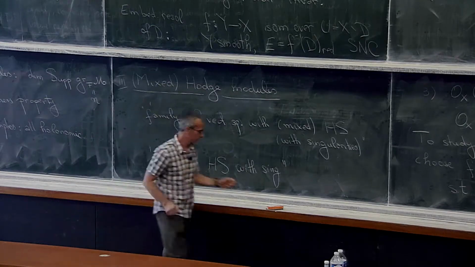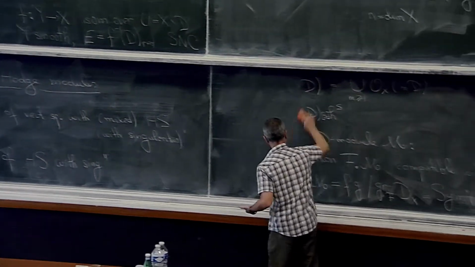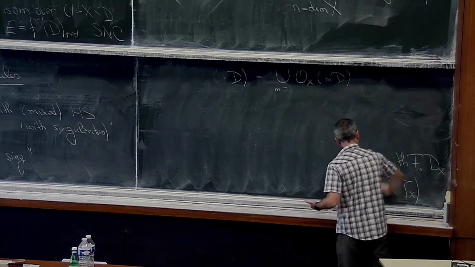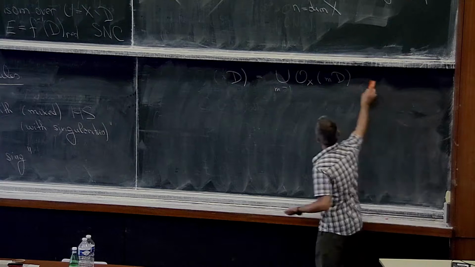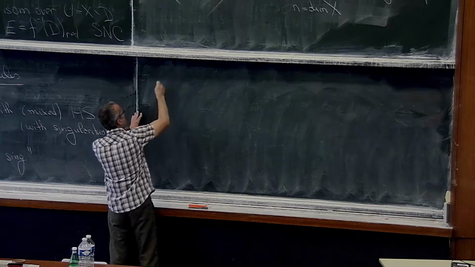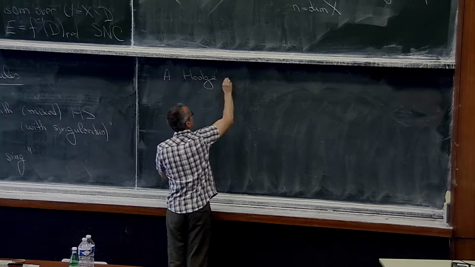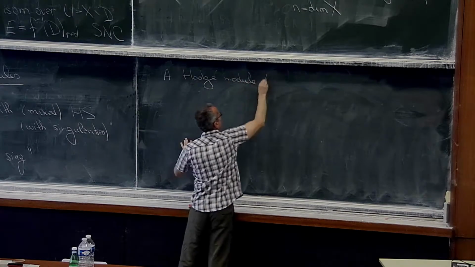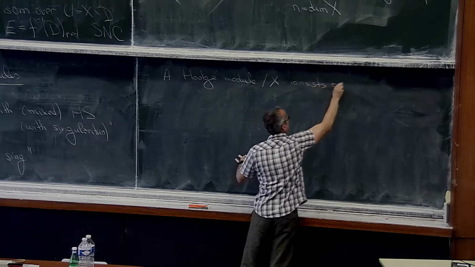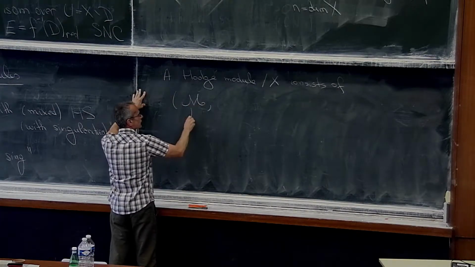So now let me actually say a little bit more about what they are. They are given by some data, which is required to satisfy some complicated conditions of an inductive nature. The objects themselves are not very complicated. So a Hodge module on X consists of, all right, first of all, a D module. So this is a D module.